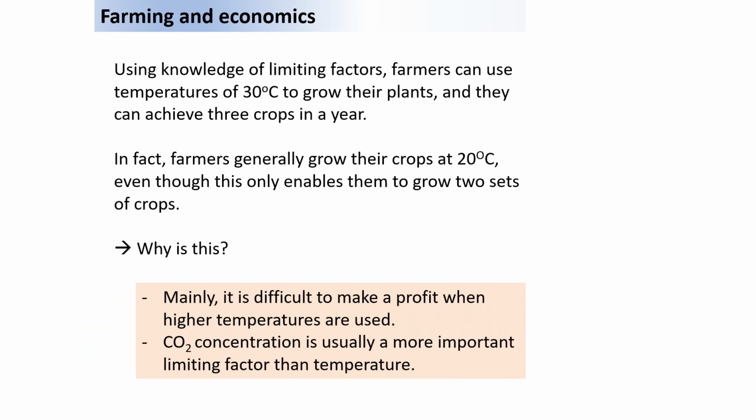Here you go, the answer. Mainly it is difficult to make a profit when higher temperatures are used. Carbon dioxide concentration is generally a more important limiting factor than temperature. If farmers are going to use higher temperatures to get higher yield, they have to spend more money to get the higher temperature in the greenhouse.